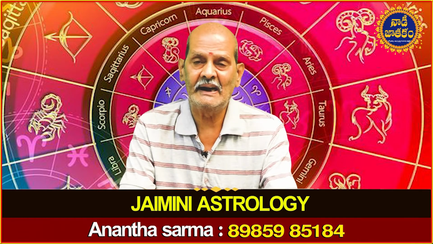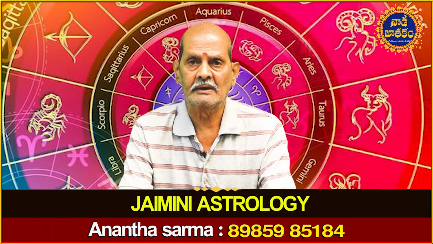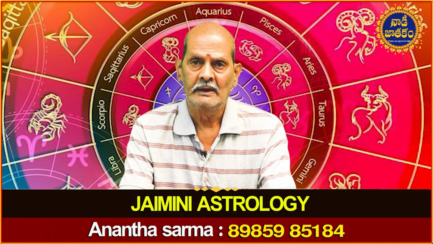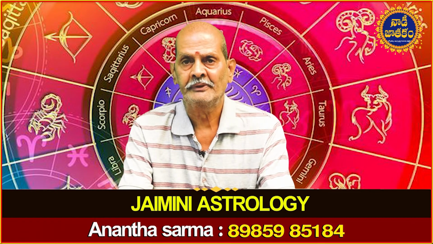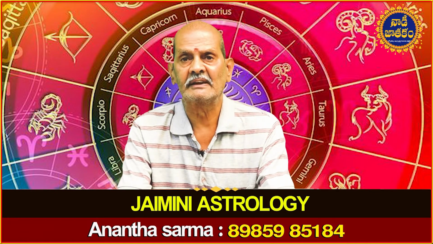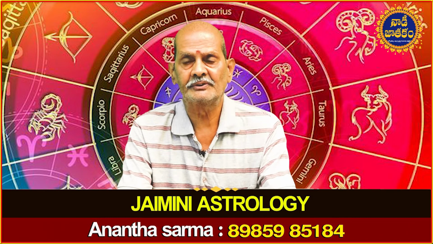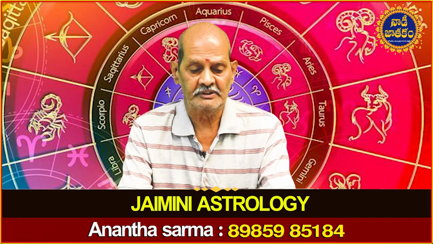Then debilitated planets are very important. Debilitated planets, if they occupy 3rd, 6th and 11th houses, or a debilitated planet aspects the 11th house from Arudha Lagna, it is a good wealth giving condition, wealth giving yoga. So debilitated planets occupying or aspecting Arudha Labha are wealth givers.